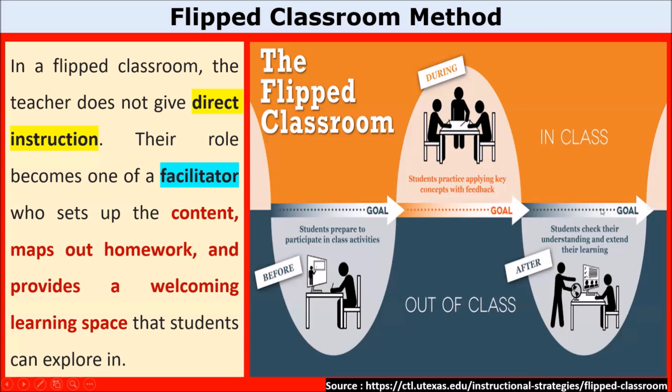Then after classroom, that means again at home. Here you can see in this diagram there are two steps out of the class and only one step in the class. After class means out of the classroom. That means extended work. You want to plan extended work to improve the students' evaluating and creativity skills. That's the after part. Is it clear, the flipped classroom?